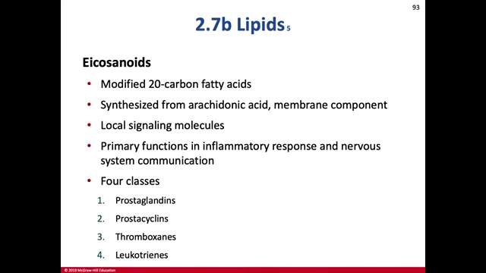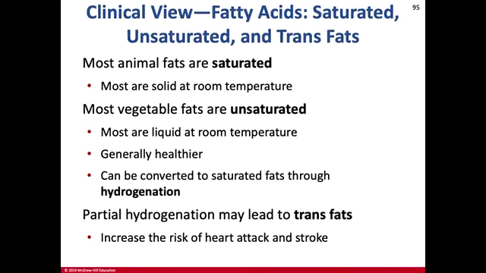And eicosanoids are another class. They're made up of fatty acids that are modified so that one end has a ring in it. The ring is usually a five-membered ring, five-sided ring. That can be made from arachidonic acid, which is found in cell membranes, and they act as chemical signals. They're important in controlling inflammation and nervous system communication. The classes include prostaglandins, prostacyclins, thromboxanes, and leukotrienes. Okay?